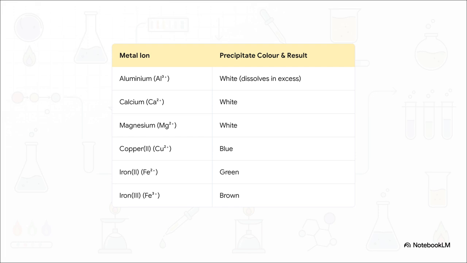But hang on, look at aluminum, calcium, and magnesium. They all form a white precipitate. So how in the world do you tell them apart? Well, here's the secret trick, and it's a huge exam tip. Only the aluminum precipitate will disappear. It'll redissolve if you add more sodium hydroxide. That's the key. Remember that one.